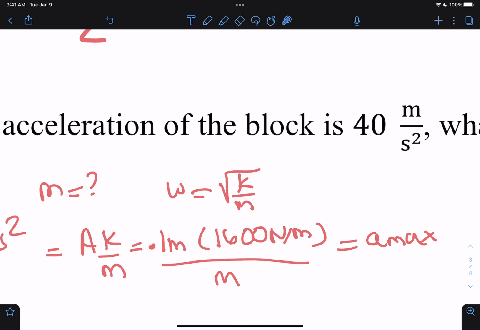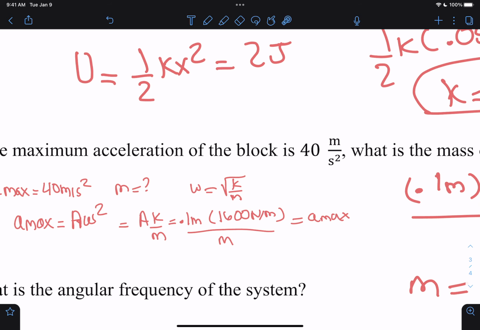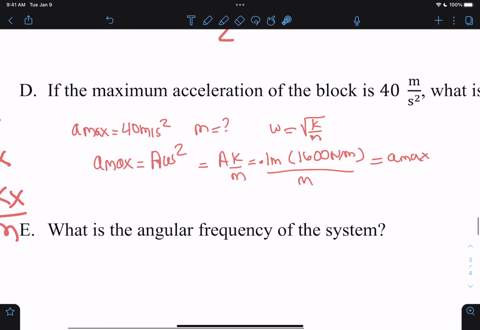With regards to its angular frequency, in this relationship here. And so maximum acceleration will then depend on it, because think about acceleration and velocity in general. Acceleration is dependent on velocity in the sense that acceleration is the change in velocity over time, right? So there's a relationship between velocity and acceleration.